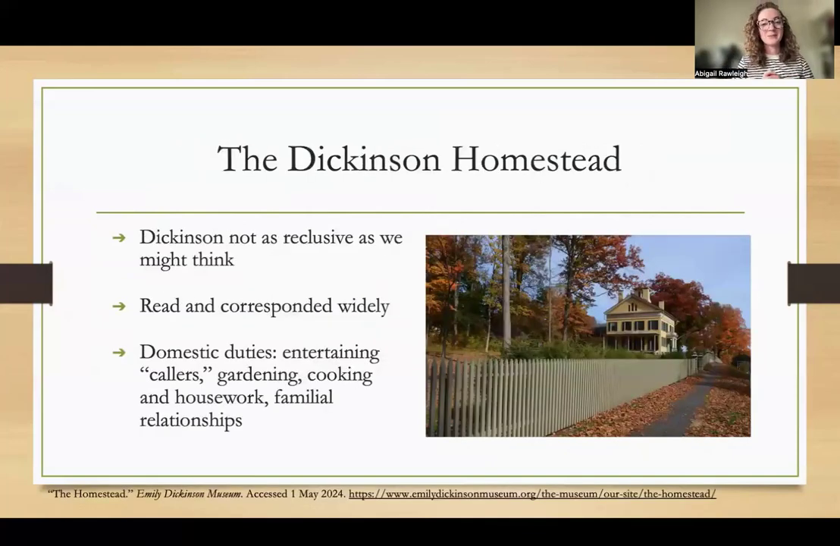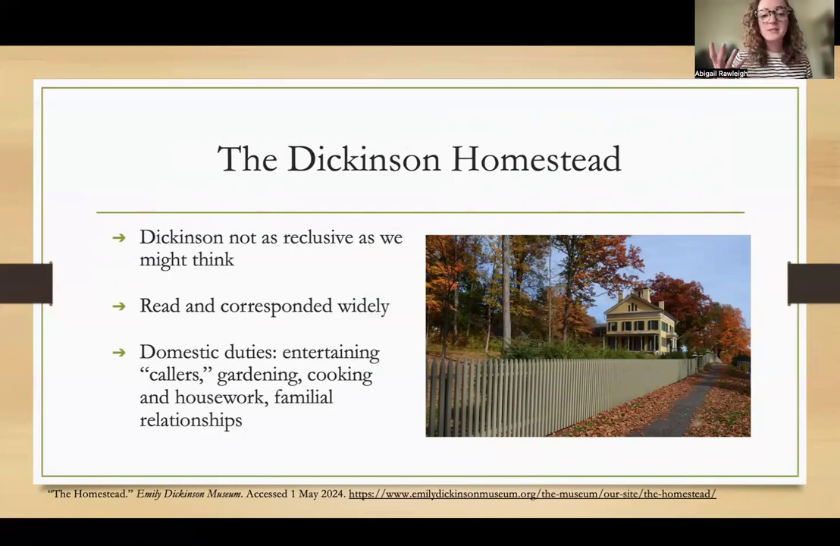Here's a picture of the Homestead. We often have this cultural conception of Dickinson as the isolated genius writing away in her bedroom. And while that is a lot of what she did day to day, often what she was writing were correspondences to friends, like the letter that we just saw a few slides before. She read and corresponded really widely. And while she didn't leave the Homestead very often, she was deeply connected to the world around her.